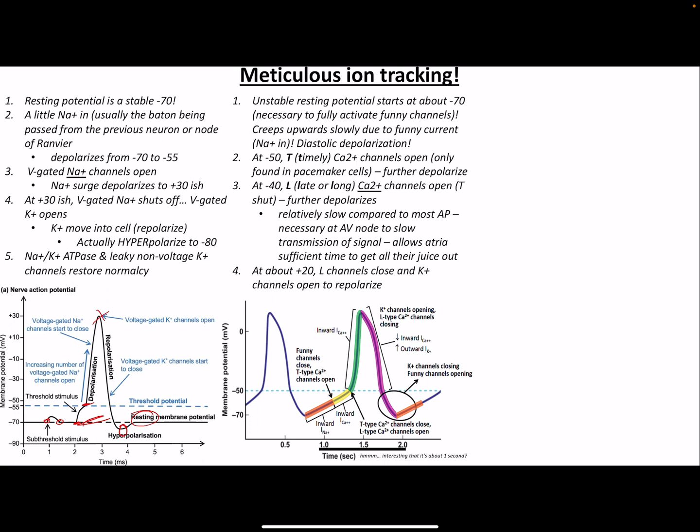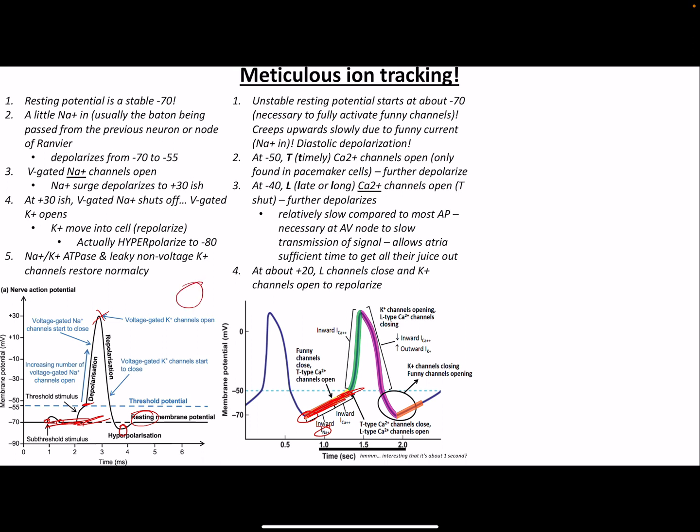So starting at negative 70 or so, it's going to automatically creep upwards, right? Here we needed some big stimulus. Here it's just built into the system that it slowly lets in a little bit of sodium. Some people say these are sodium potassium channels, but from the research I've done, it's mostly just sodium. So these are called funny channels. This is phase 4, funny channels. Sodium's coming in, and it's slowly depolarizing the cell, right?